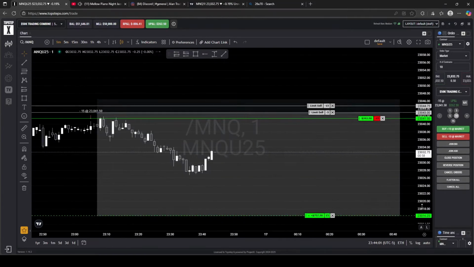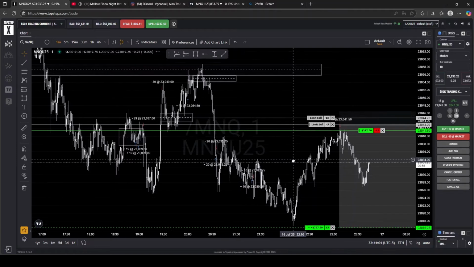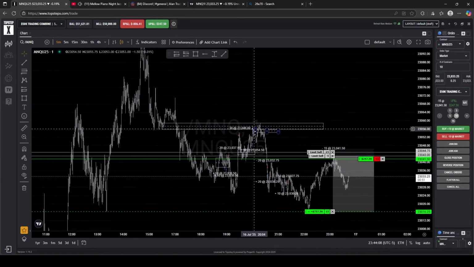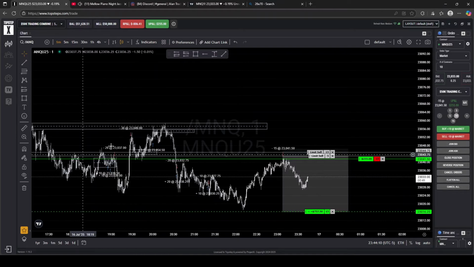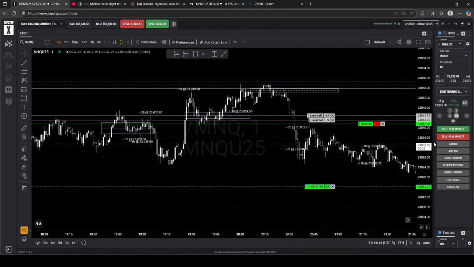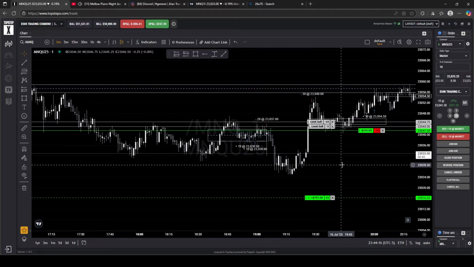So, coming into market, it tapped into this 15 minute. These are the trades I took earlier. Actually, let me go into these trades. Let me explain why I entered here.